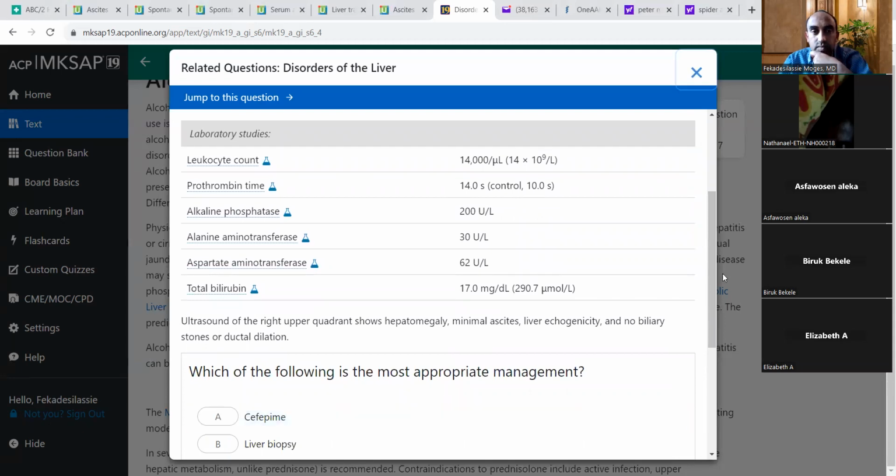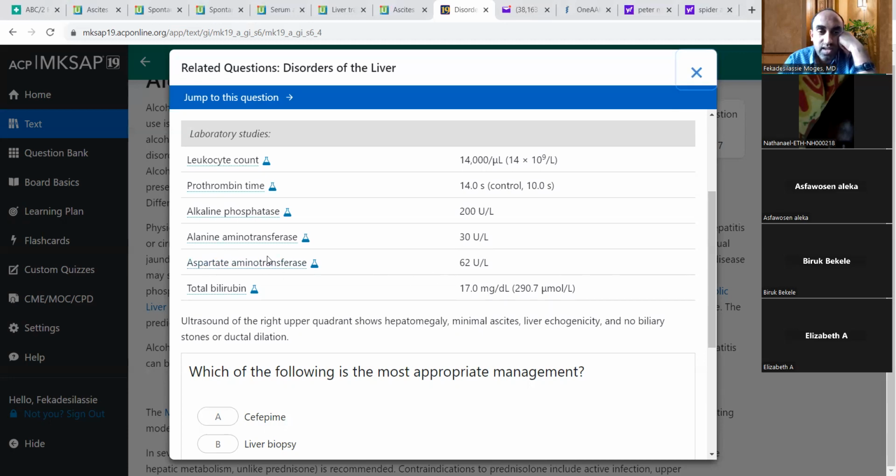The lab studies: leukocyte count is 14,000. Prothrombin time is 14 seconds. Alkaline phosphatase is 200 units per liter. Alanine aminotransferase is 30. Aspartate aminotransferase is 62. And total bilirubin is 17 milligrams per deciliter.